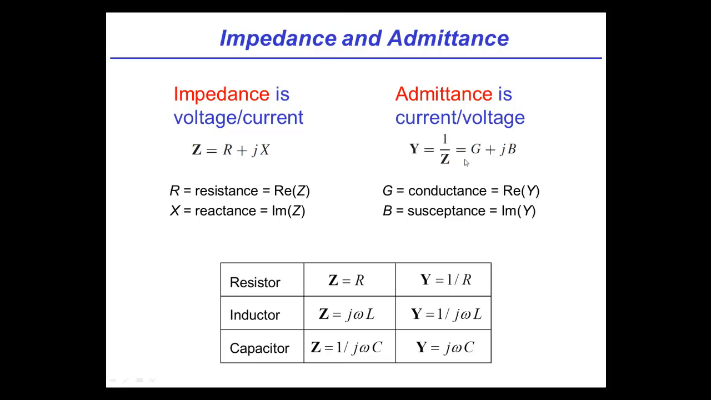Now, please do not take 1 over R and put it there, and 1 over jX and put it there, right? You have to take a reciprocal of Z and do that properly.